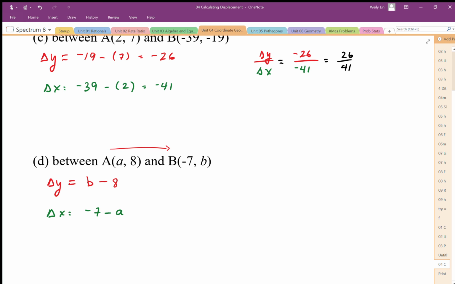There's my ratio of change. And if I want to write my ratio of change in y compared to the change in x, although I don't know these variables, I can still write it in those expressions. Negative 7 minus A is my change in x. B minus 8 is my change in y. I can't simplify that because of the minuses involved in there, but I know that these expressions represent my changes in x and changes in y.